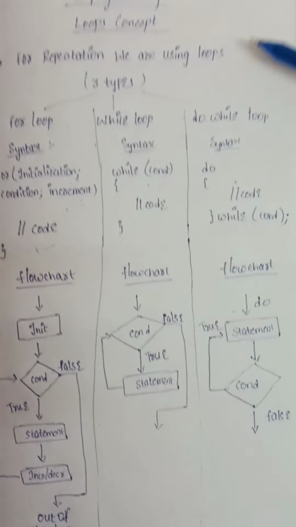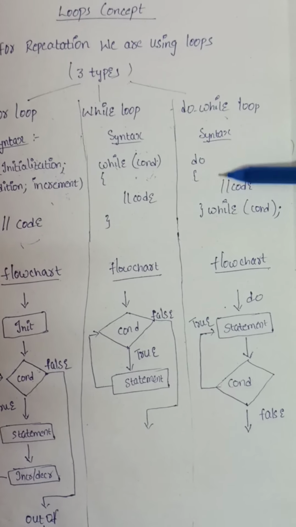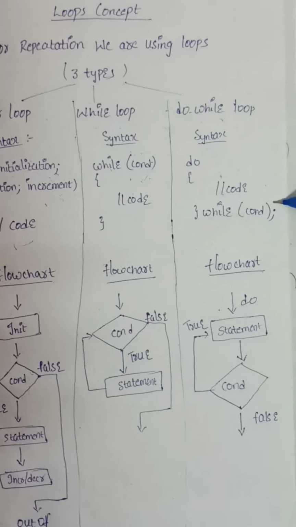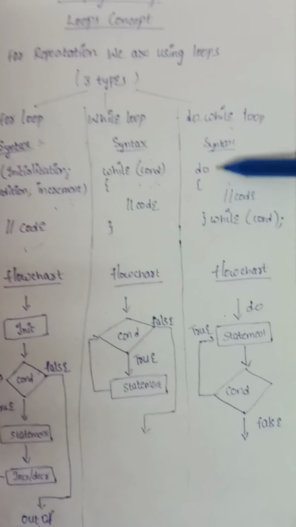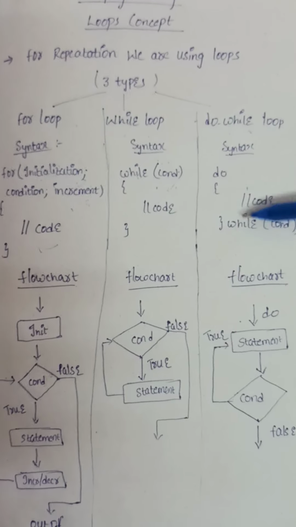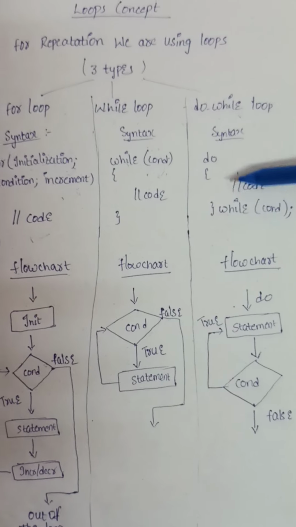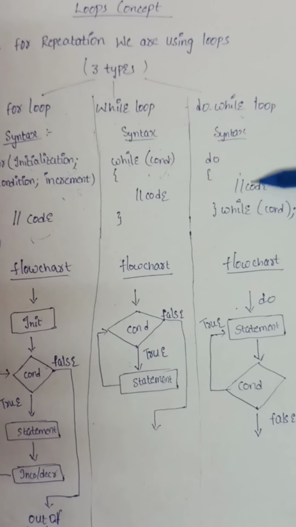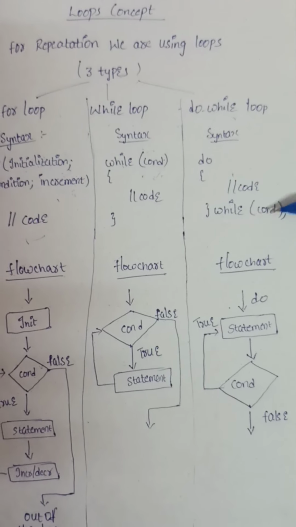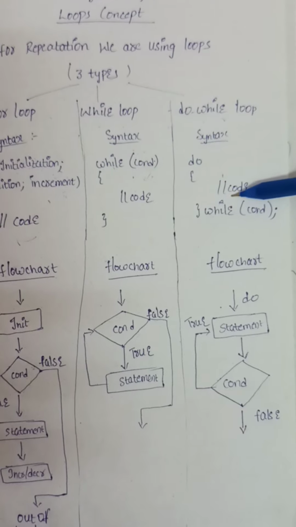After that, coming to the do while loop, the syntax of the do while loop is do, braces, the code which we want to specify, and the condition we want to specify here. The semicolon is mandatory. The code of the do while loop is executed at least once because we didn't specify any condition while entering the loop. We specified the condition while exiting the loop, so it will execute the code at least once. After executing the code one time, it will check the condition. If the condition is true, it will again repeat the same code and execute it.